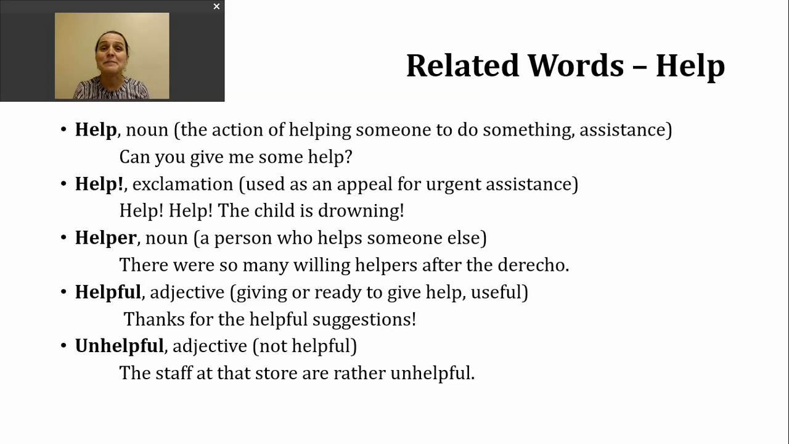Of course, there's an opposite adjective, right? And that is going to be unhelpful. You might recognize the prefix UN. When you see those letters at the beginning of a word in English, many times it means not, and then the rest of the word. And that is our literal definition. Unhelpful means not helpful, so not useful, not ready to give help, or just be giving in general. So let's look at unhelpful in a sentence. The staff at that store are rather unhelpful.